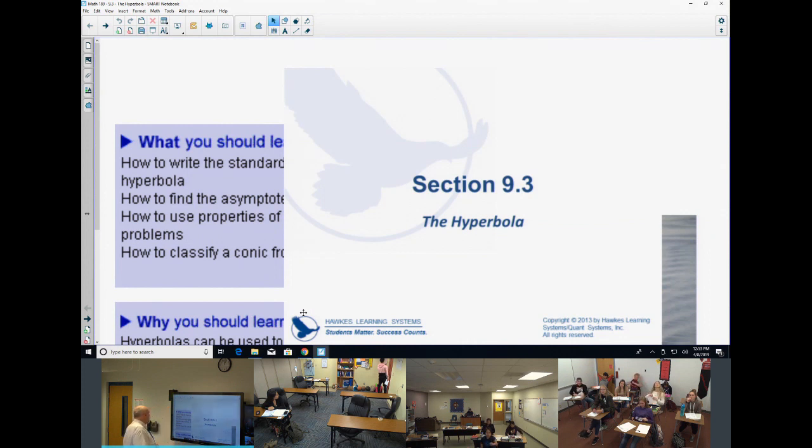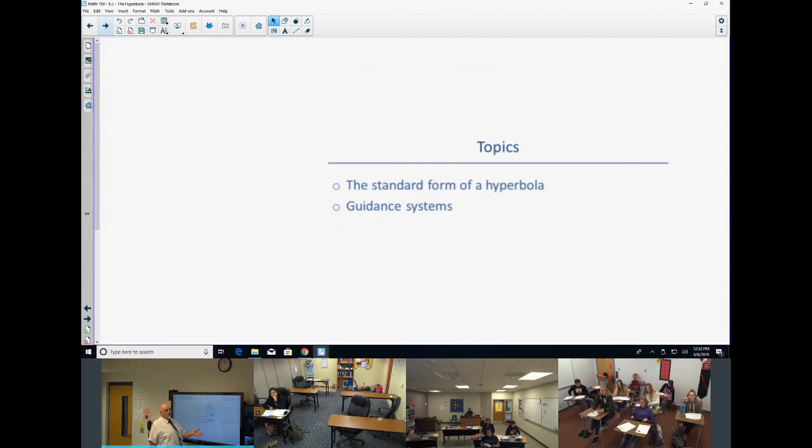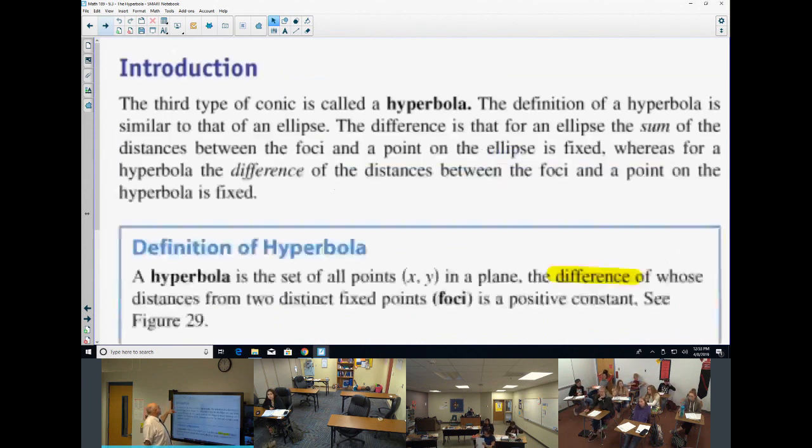So 9.3, the hyperbola. We're going to talk about the standard form of the hyperbola. It's going to seem very similar to what we've done with the ellipse, with the parabola, and even back with the circle. And at the end of class, we'll talk about guidance systems, an application of the hyperbola. All right, so the hyperbola is the third type of conic that we've discussed, fourth overall, with circle, ellipse, parabola, and now the hyperbola.